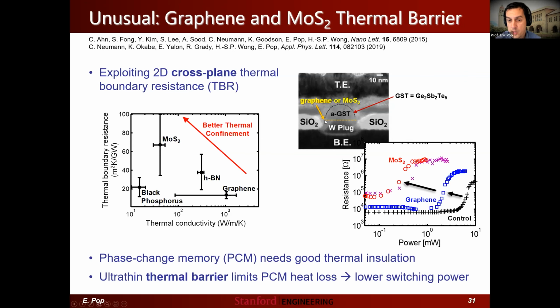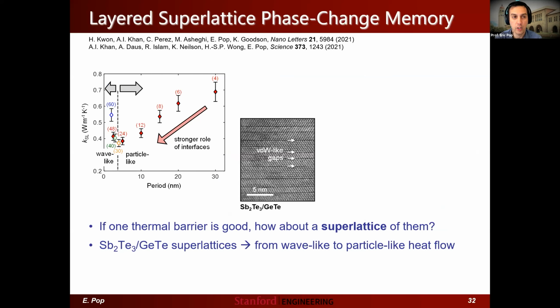So what we did is we stuck a layer of graphene or MoS2 in between the bottom electrode and the top material here, which is germanium antimony telluride, the phase change material. And we showed that putting in a graphene thermal insulation is better than the control device. And if you put MoS2 thermal insulation, it's even better. And to me, this is a little bit unusual because normally people don't think of graphene as a thermal insulator, but in the cross-plane direction it is, right? Because of the weak van der Waals bonds and the fact that phonons don't really like to travel across these 2D materials. So it is an example in a nearly commercial technology, except this was in the academic lab.